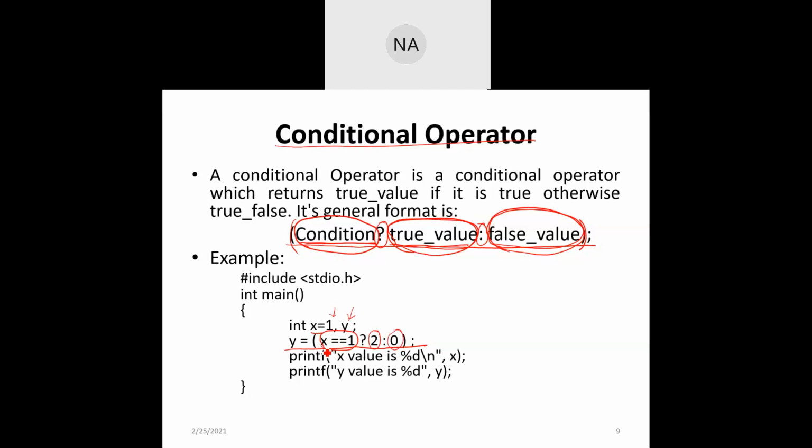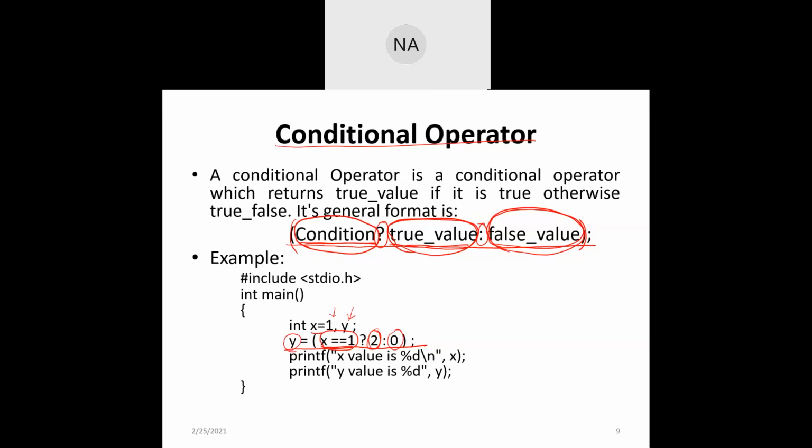First, the condition is evaluated. If x is equal to 1, and in this particular case the value of x is 1, so this condition is evaluated to be true. If this condition is evaluated to be true, then the true value, that is the value written just after the question mark, will be used. So that is 2. So 2 will be assigned to variable y.